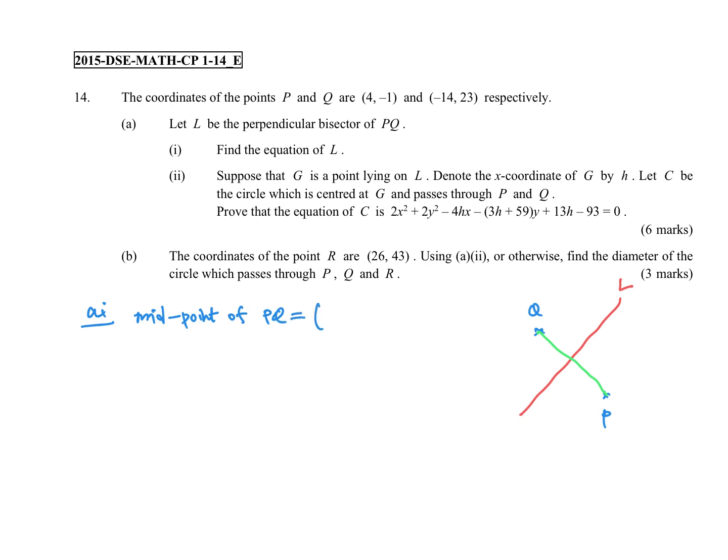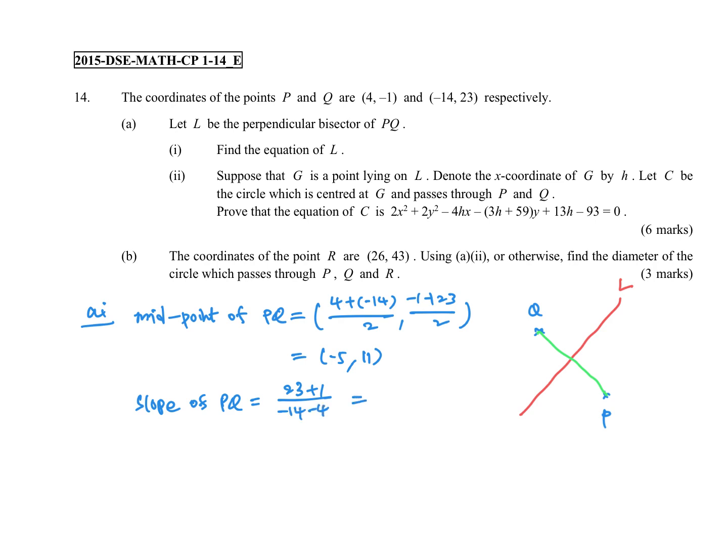Which is 4 plus negative 14, and then negative 1 plus 23, over 2. So negative 5, and then 11. And then the slope of PQ, which is 23 plus 1 over negative 14 minus 4, which is 24 over negative 18. So that would be negative 4 over 3. Yep, that makes sense.